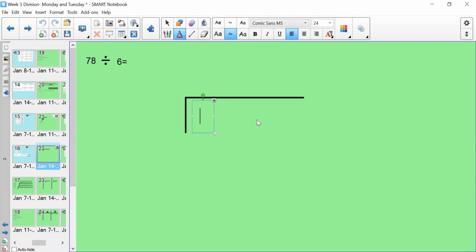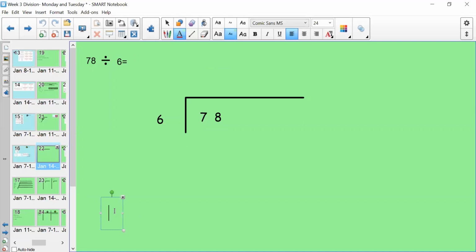So again, you draw your bus stop. You put your biggest number, your whole number inside the bus stop. And then your number that you're dividing by on the outside. Okay, and then we start with the closest column to the number that we're dividing by. So in this case, we've only got tens and ones. So we're starting with the tens column.